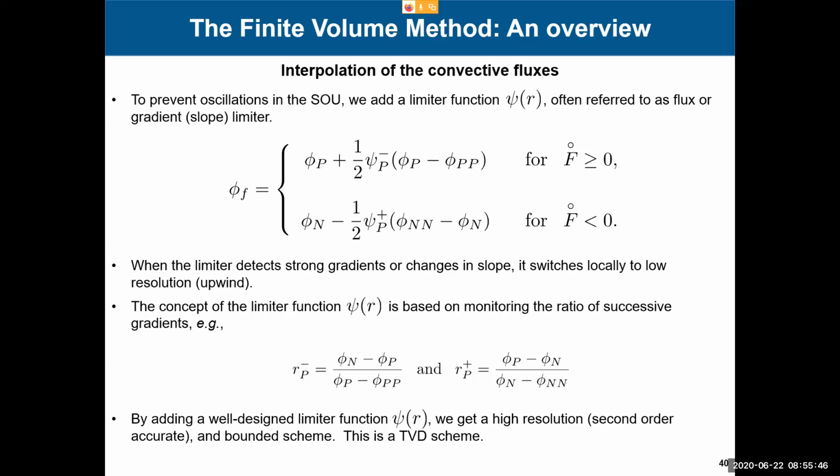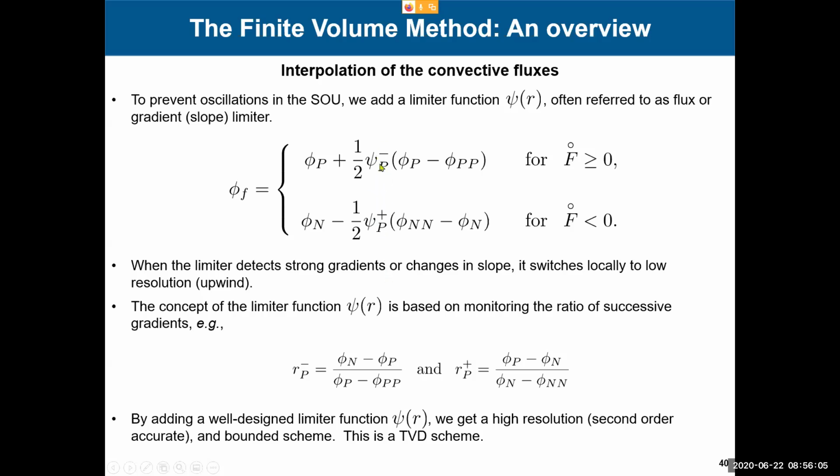Okay, so this is, let's say, the first step to go to what is known as TVD schemes, that are very useful in CFD. Thanks to that, we can get solutions in very difficult problems in CFD. So simply take that second order upwind, put a limiter here, and then you need to design a limiter function.